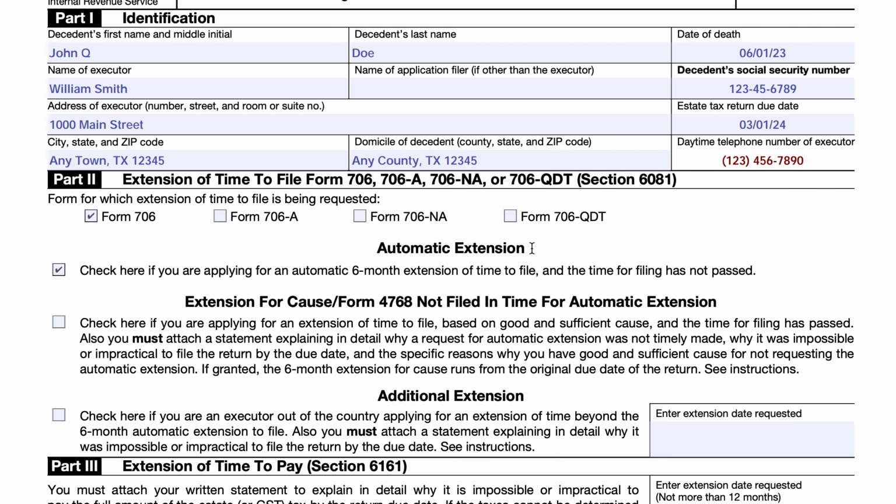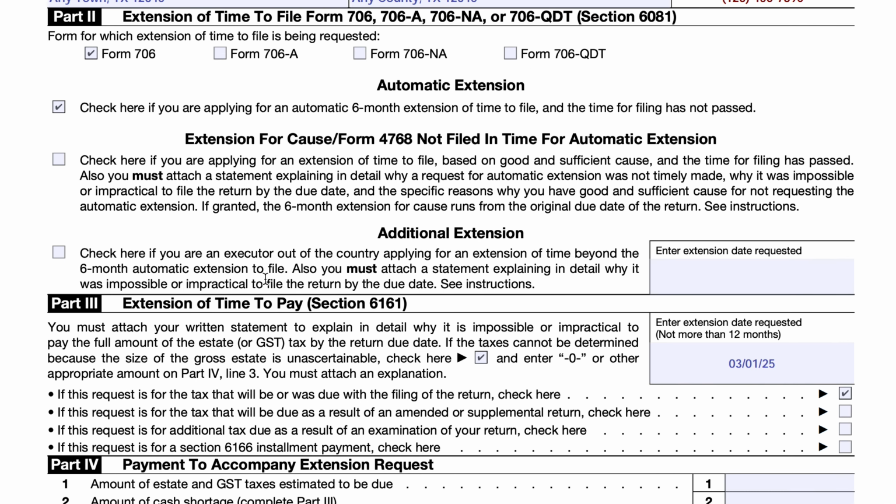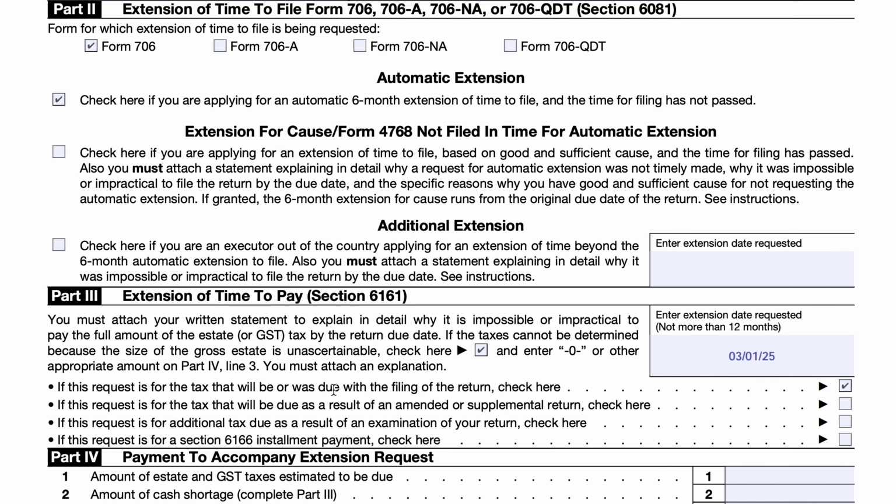So as long as you have not passed the due date. For example, if we're recording this video in April of 2024, this would be too late. This is a hypothetical situation, so we're just going with it. But technically, this would be an incorrect tax form. If you're requesting an automatic extension, all you have to do is select this, and then you can mosey on down to part 3 and part 4 as necessary.